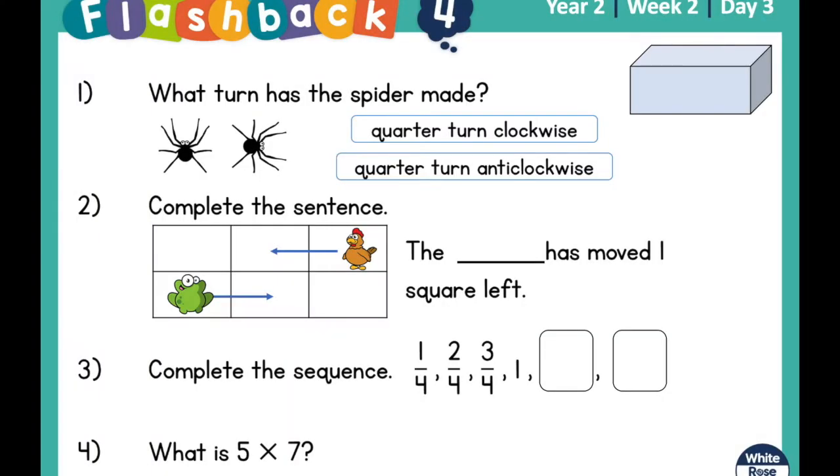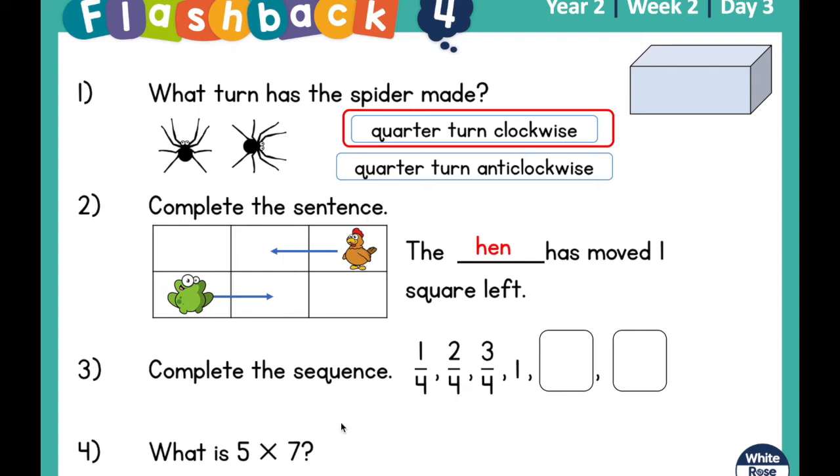Ready to check? Let's have a look. Question 1. What turn has the spider made? And the answer is a quarter of a turn in the clockwise direction. Question 2. Complete the sentence. The something has moved 1 square left. And of course the answer here is the hen or the chicken has moved 1 square left.